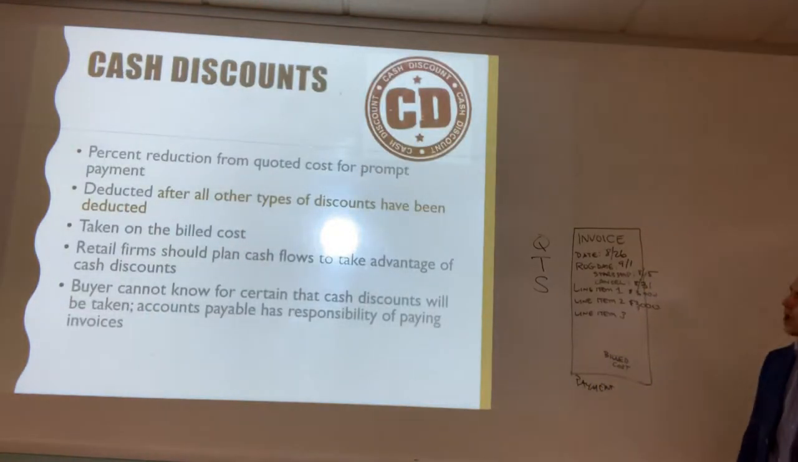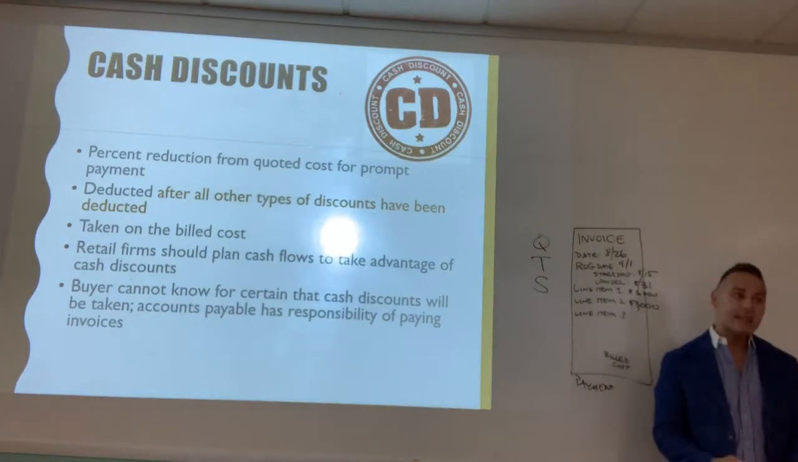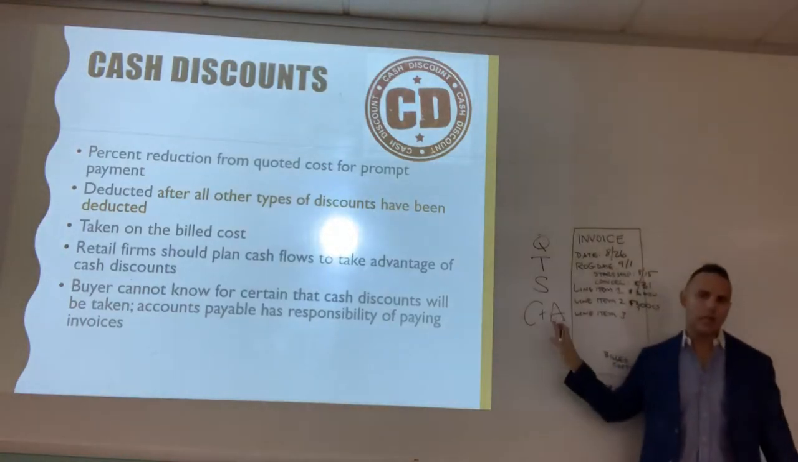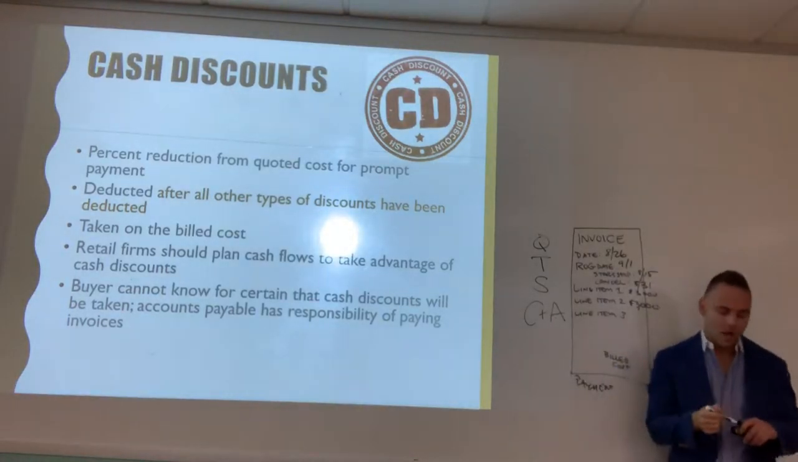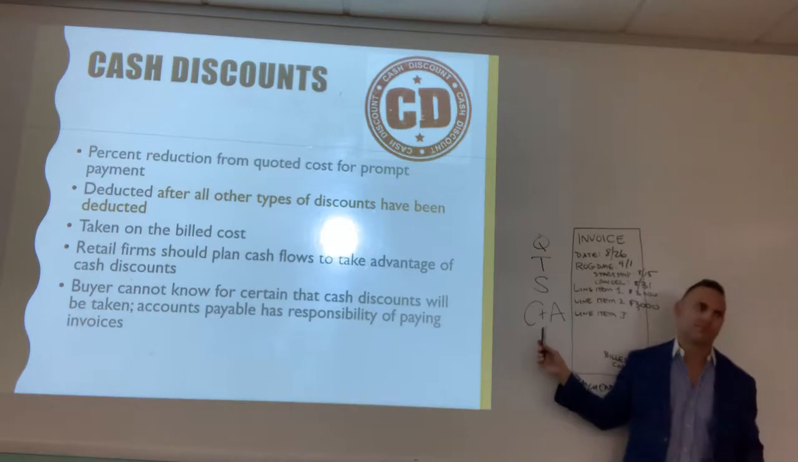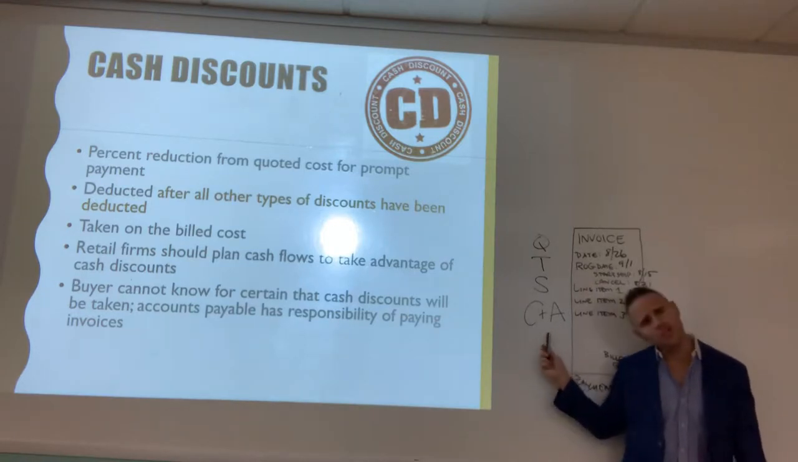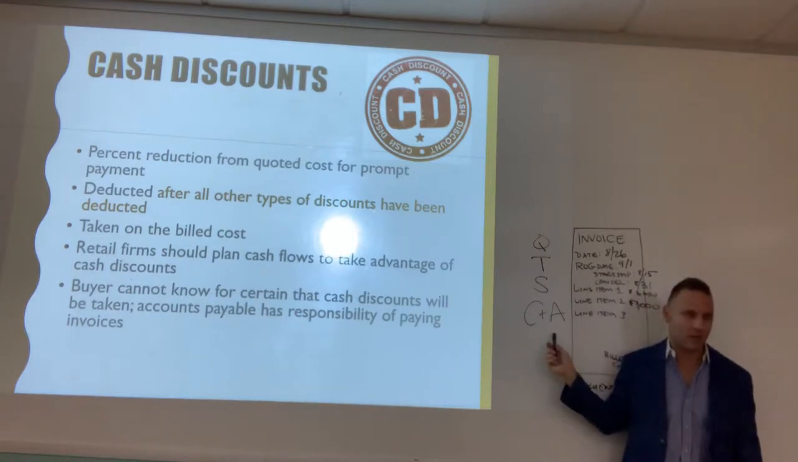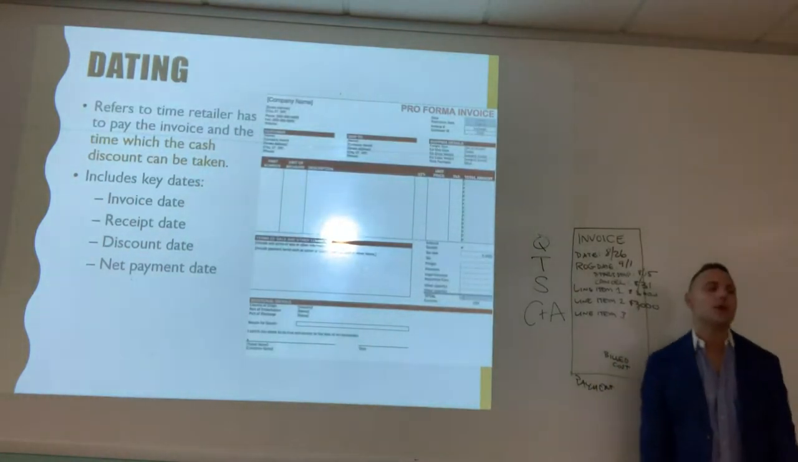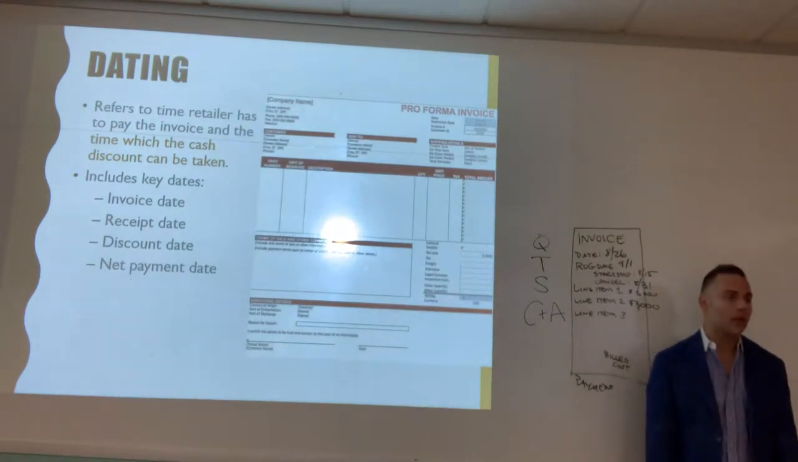okay? Now, the last discount is the most complicated of them all. Cash plus anticipation, okay? A cash discount is a discount for paying on time. And what on time means is a whole conversation. Anticipation discount is a discount for paying early. And we can have the conversation one more time about why anybody would ever pay a bill early, okay? But let's do cash first. So, a cash discount is a discount for paying the bill on time, okay?